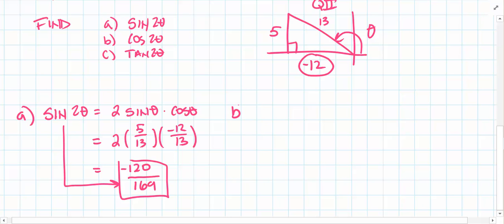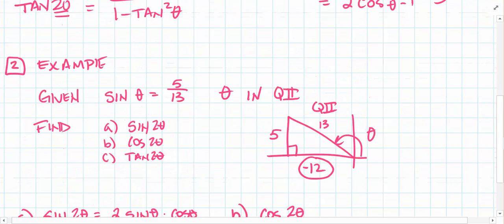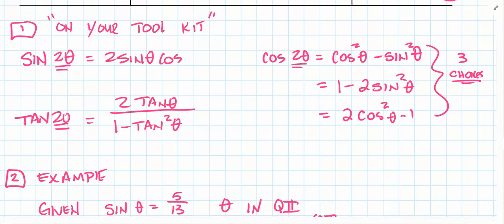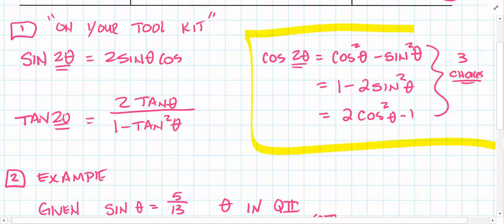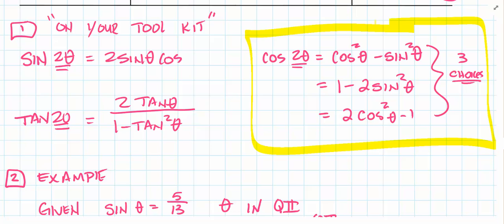Okay, let's do B, right? We're going to find the cosine then of 2 theta. All right. Now, remember, for cosine 2 theta, this was sine 2 theta, we have 3 choices, right? So if you look back up here, here are the 3 choices that I've highlighted in this little box here, right? All of these, okay? Which one should we choose for this one and why, or does it even make a difference?